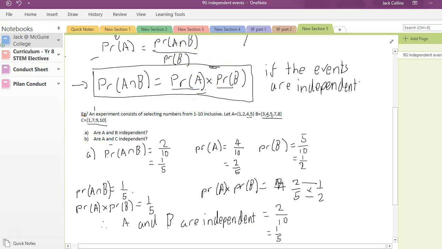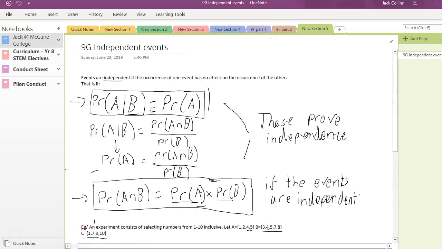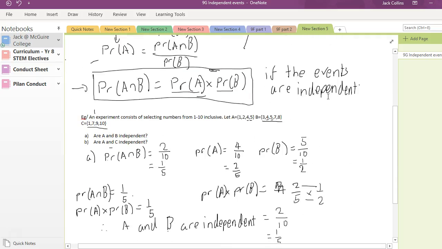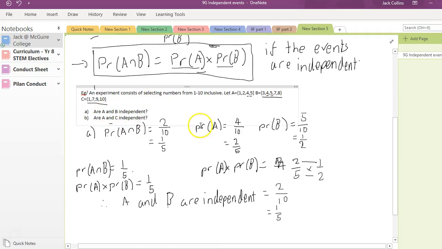So guys, when you get confused, go back to the definition. All independent events are events that if you select one event, it has no effect on the occurrence of the other. So the fact that you've selected something in B does not impact your chances of getting a number in the A set as well.